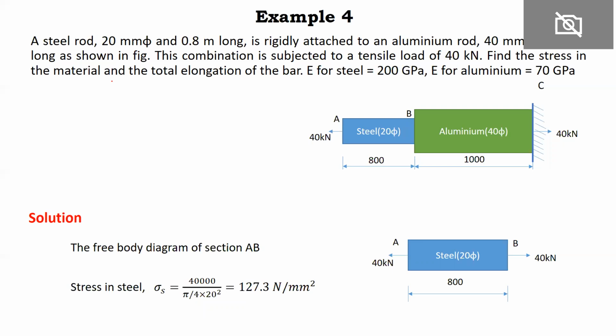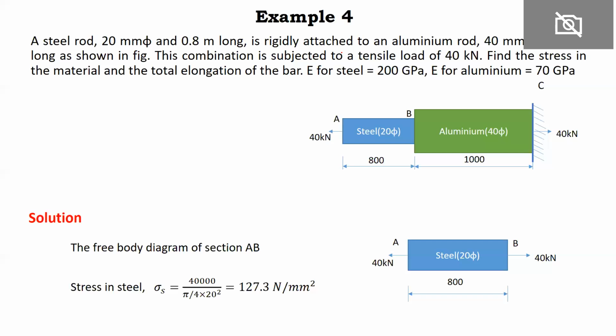Find the stresses in the material and the total elongation of the bar if E for steel is 200 GPa and E for aluminum is 70 GPa. There is only one difference between the previous numerical and this one. In the previous numerical, all sections were made of the same material, but in this problem both sections are made of different materials.